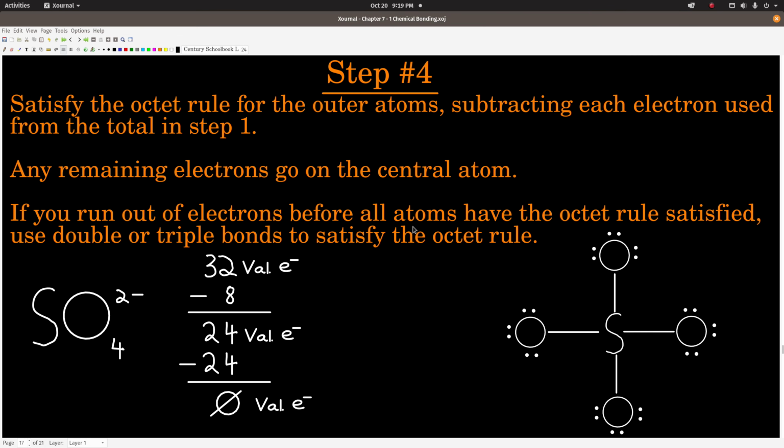If we did, what you do at that point is you put them on the central atom, period. No questions, nothing else. Any remaining electrons after the octet rule is satisfied for all the outer atoms, put them on the central atom. On the other hand, if you run out of electrons before you've satisfied the octet rule, usually for the central atom, you're going to want to make a double or a triple bond. And we're going to actually do that for a slightly different reason in a few minutes, so I'll show you that. Actually, just a minute.